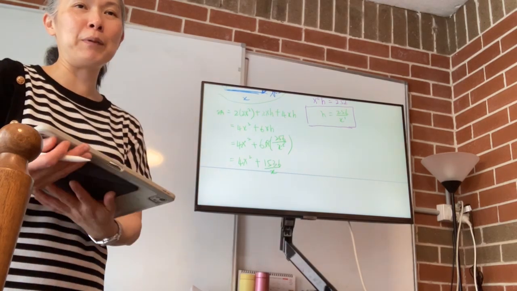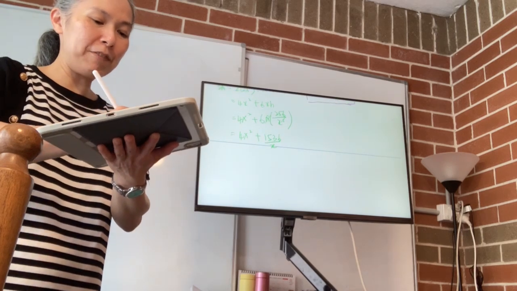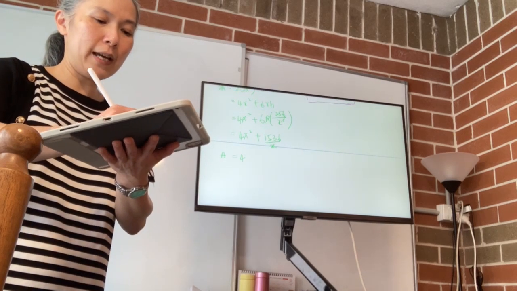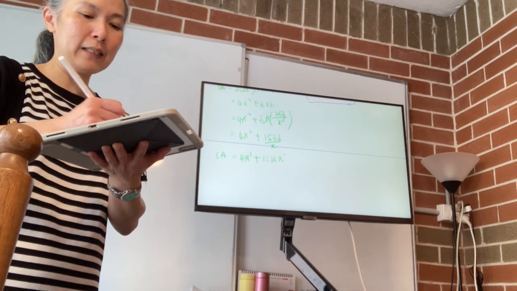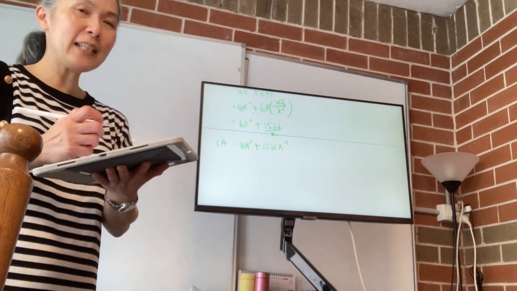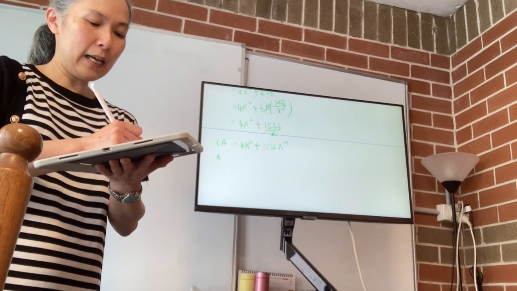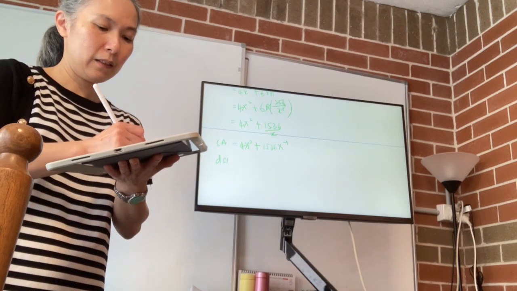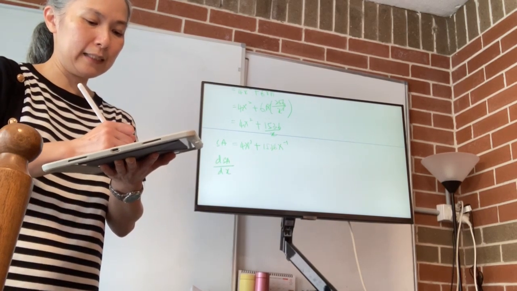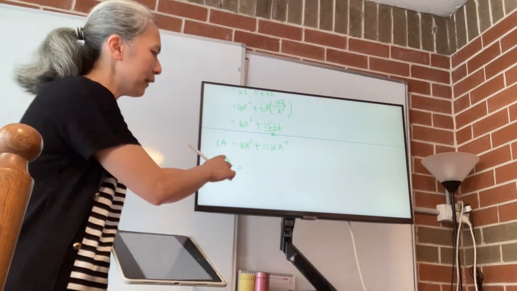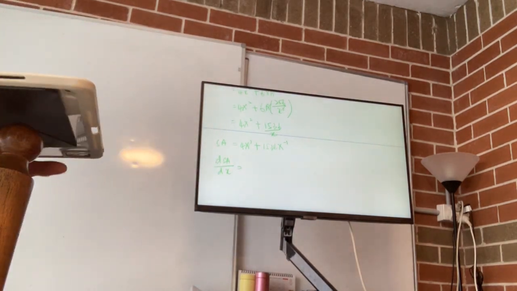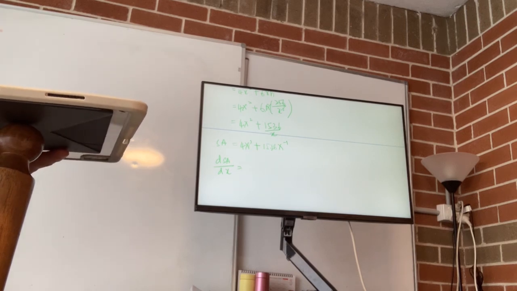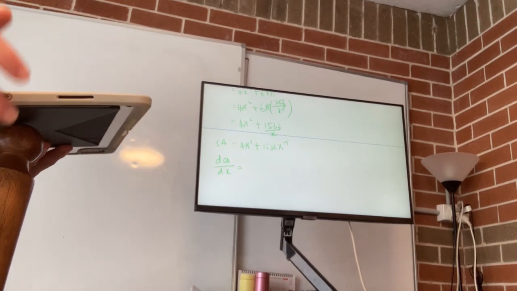Yes, that's the meaning of applications. So bring it up first: 4x squared plus 1,536 x to the power of minus 1. Then we start to differentiate, so dSA over dx. This one, SA is fine, we think of it as surface area. And it's the normal differentiation, so you are going to get 8x.